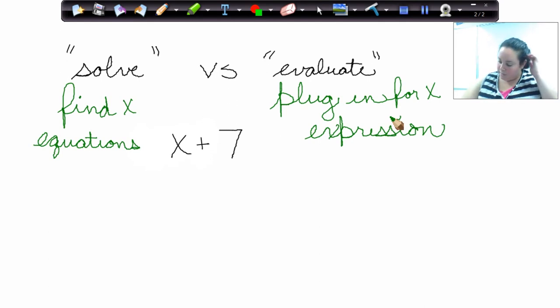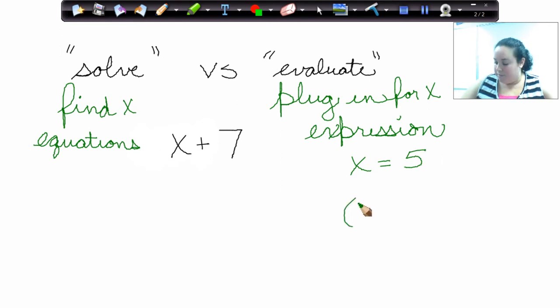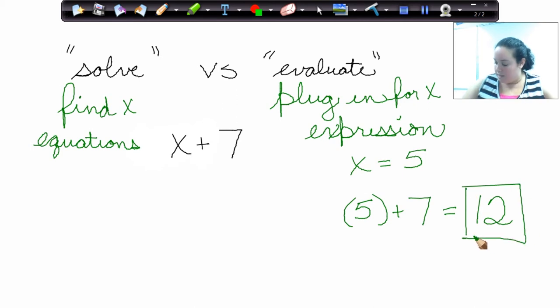For example, in the directions, you might be given an extra piece of information like x equals 5. Then you could evaluate, you'd plug in 5 plus 7, and you would get 12, and then you'd have your answer, put a box around it, done, right?